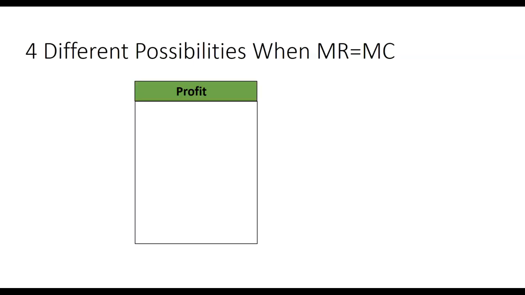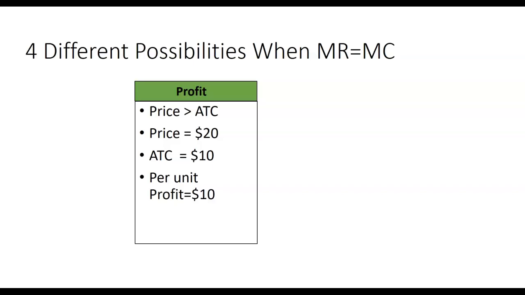Okay, there's a couple different possibilities. One is you might be producing at a profit. Profit occurs when your price at a certain quantity, your profit maximizing quantity, is greater than your average total cost. That would be like you have a price of $20, your average total cost is $10. So your per unit profit is $10.